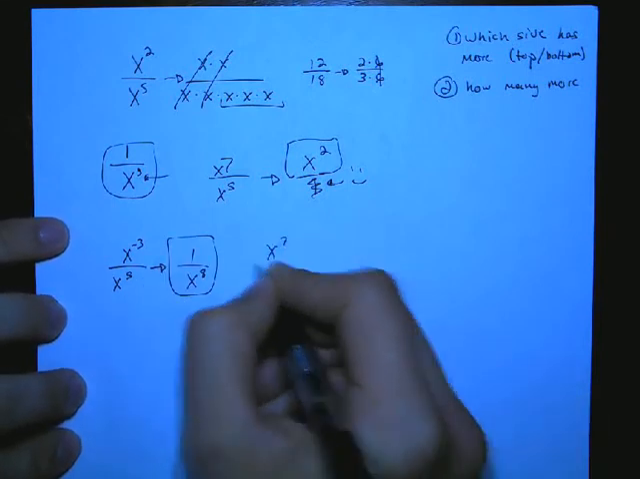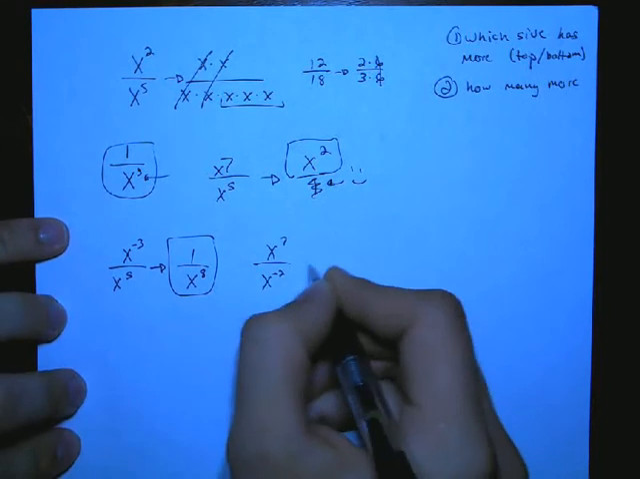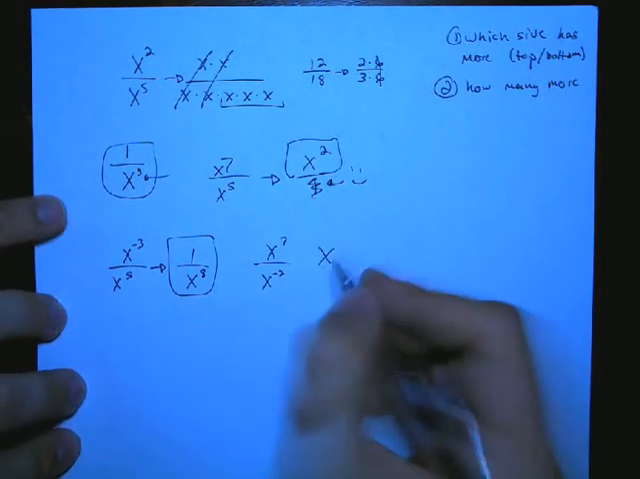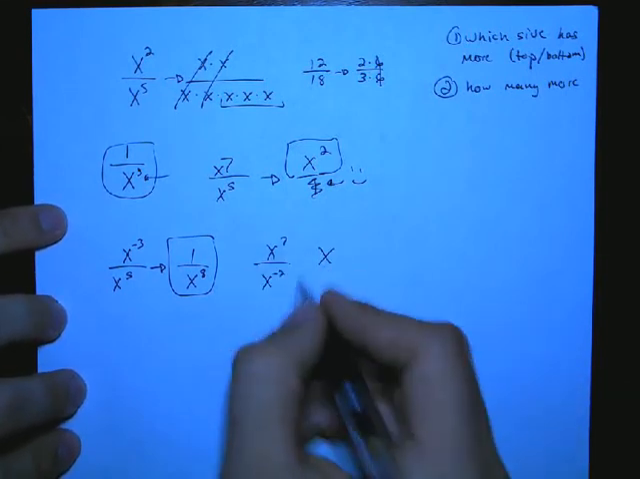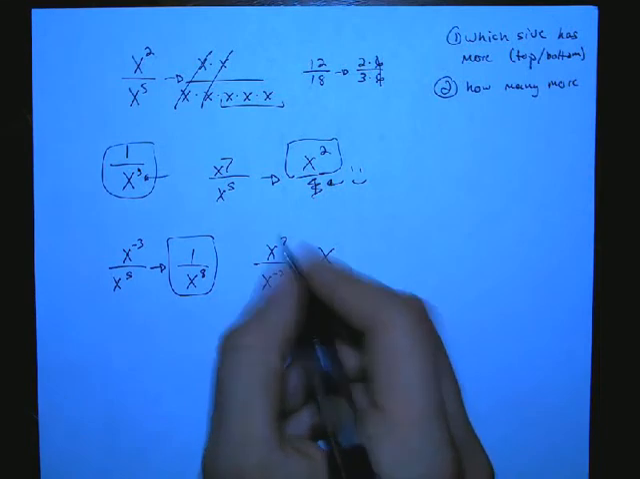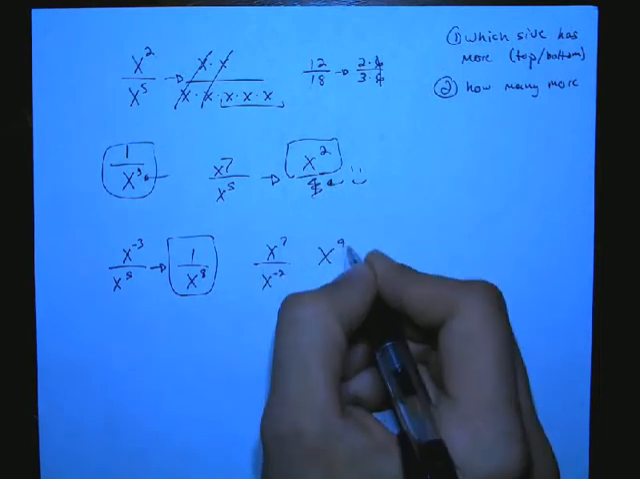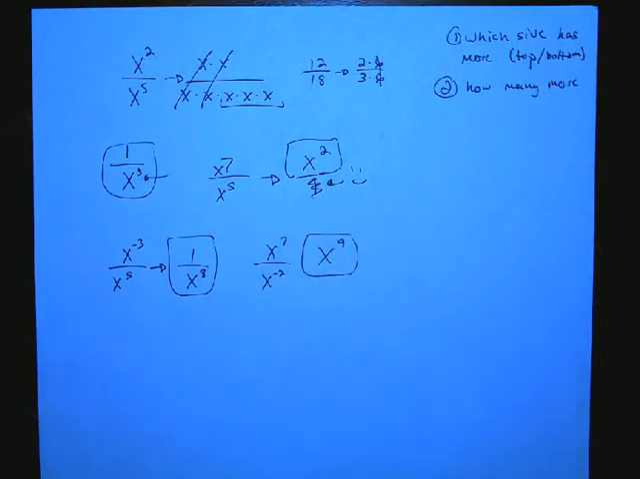What if the negative was on the bottom? Well, let's have x to the 7 over x to the negative 2. Which side has more? Well, the top has more. 7 is a positive number. How many more? To get from 2 negative to 7 positive, you would have to add 9. x^9 is our answer.